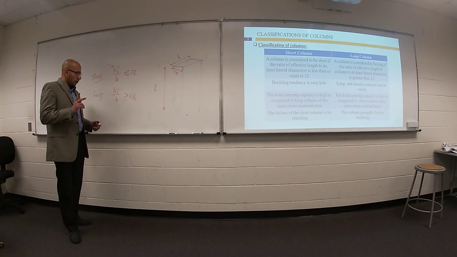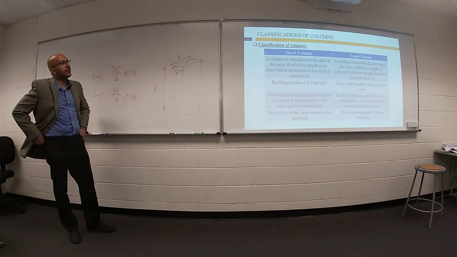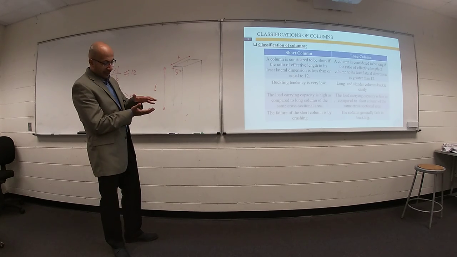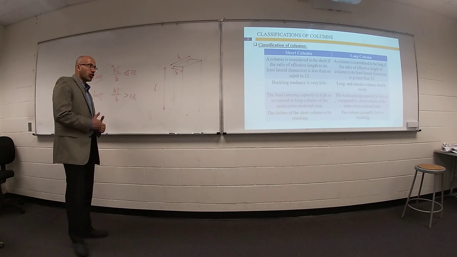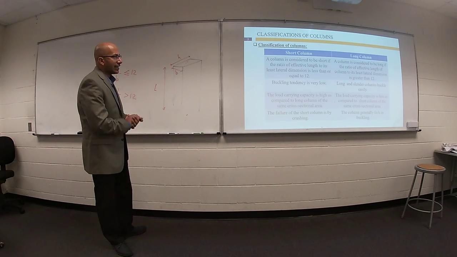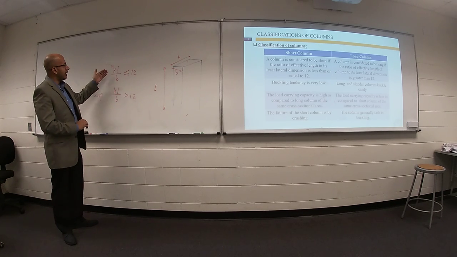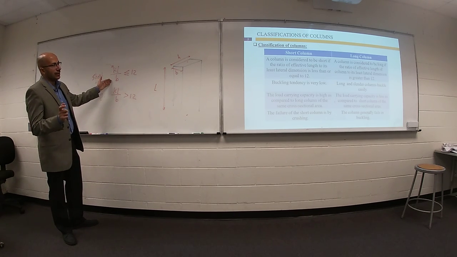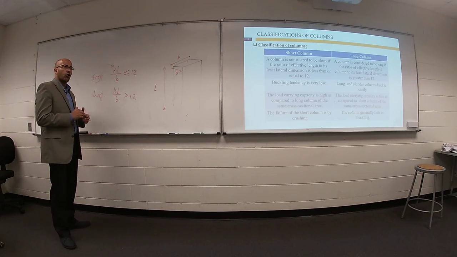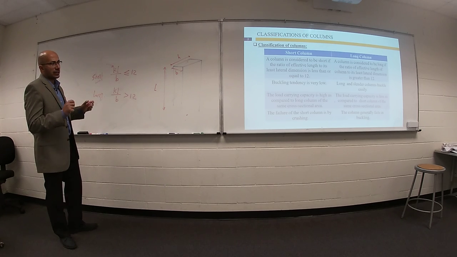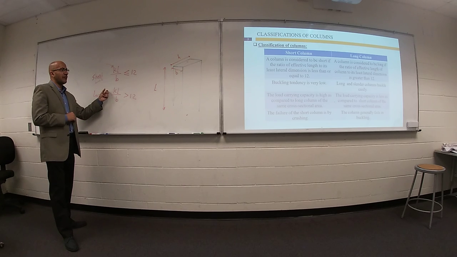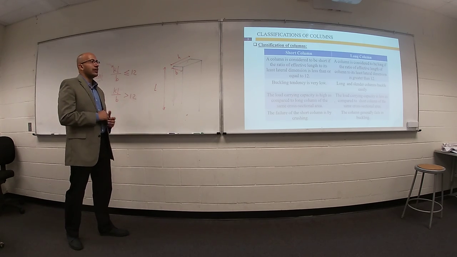So don't say the main difference between short column and long column comes from the meaning of short and long. No. Short column, no effect of buckling. Your column is very strong. The ratio between effective length and the least dimension is less than or equal to 12. But if your column is long, not strong enough, we have a concern about buckling, failure due to buckling, and the ratio between the effective length and B is greater than 12.